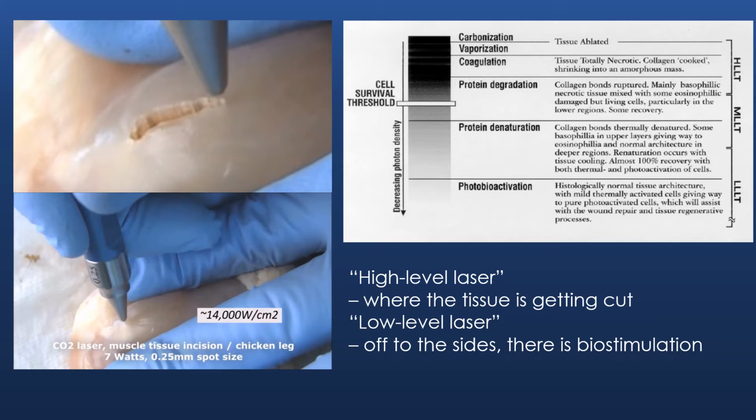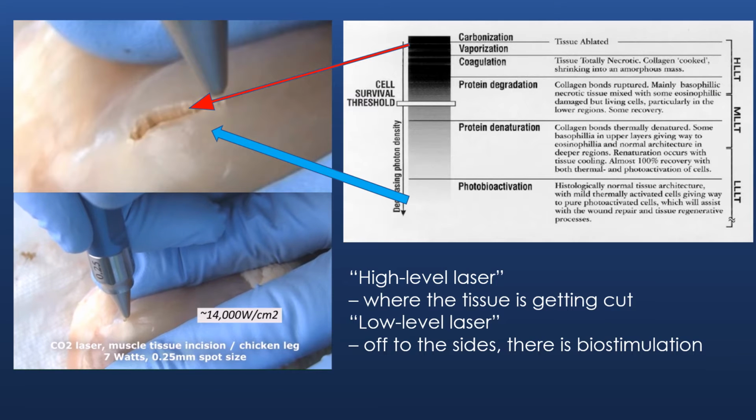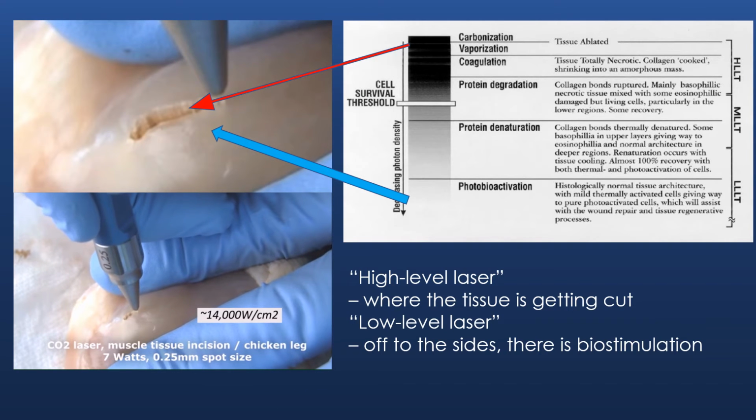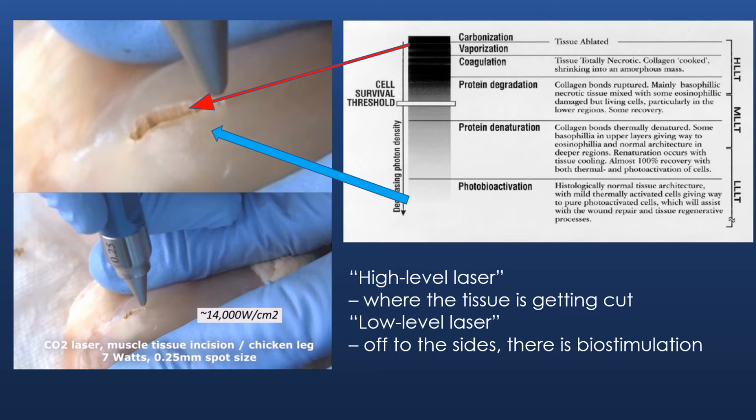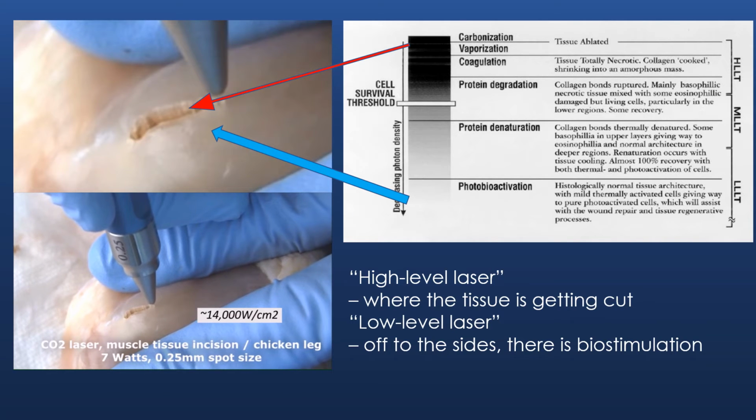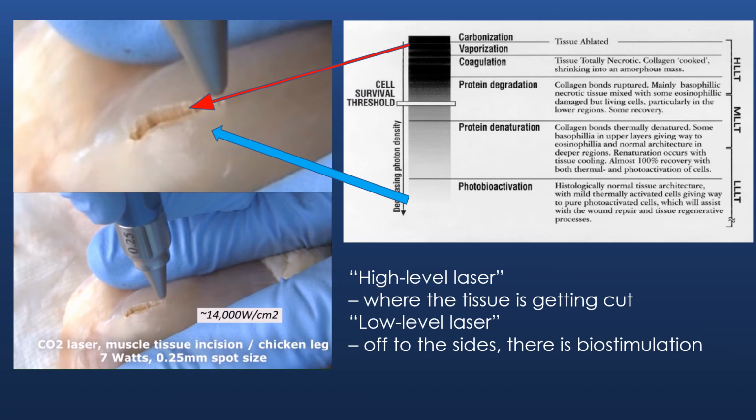Now on this slide and then in the next couple of slides, we will discuss and contrast between high-level laser and low-level laser. These terms came about and were introduced into the literature in the late 1980s. At the top left, you see the carbon dioxide laser, which is cutting the chicken tissue. And then at bottom left, you see a video where that carbon dioxide laser with a power density of about 14,000 watts per square centimeter is cutting the chicken tissue.